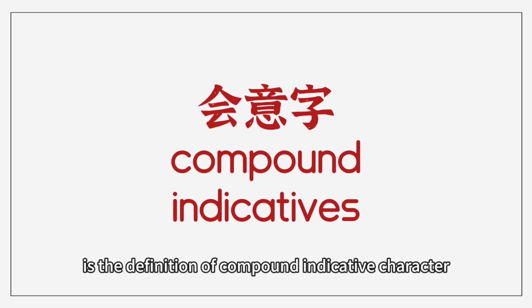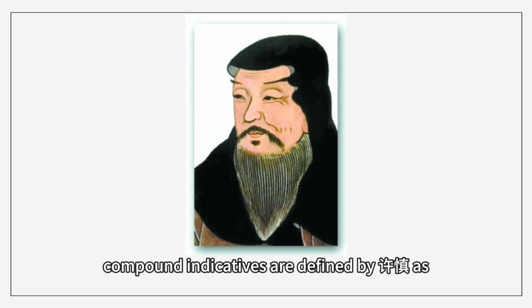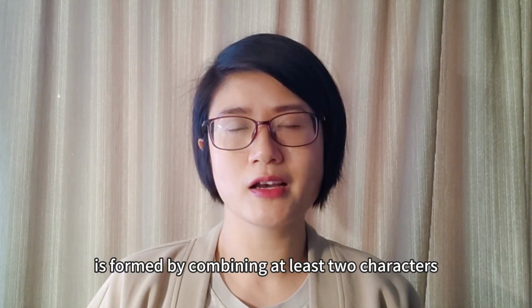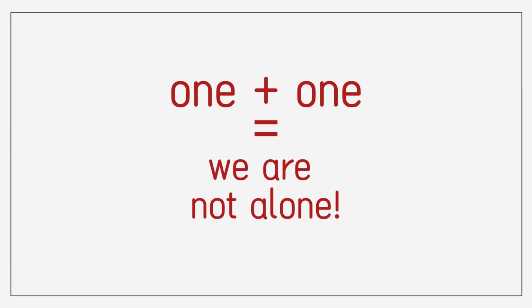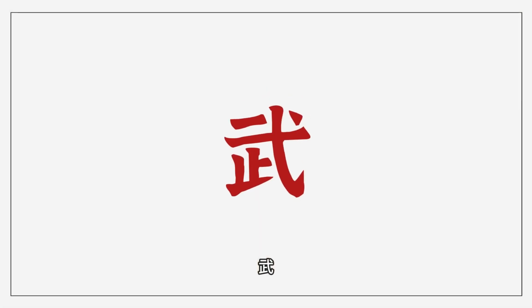So what is the definition of compound indicative character? Compound indicatives are defined by Xu Shen as 会意者，比类合意，以见指挥，武信是也. It means that a character is formed by combining at least 2 characters or parts to express certain meanings. In Xu Shen's definition, he gave 2 examples, 武 and 信.